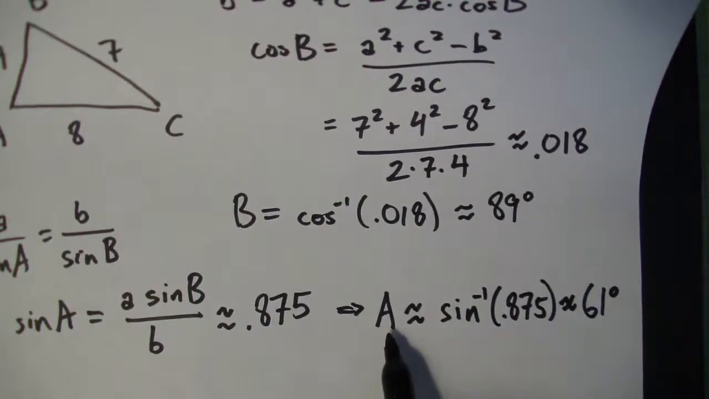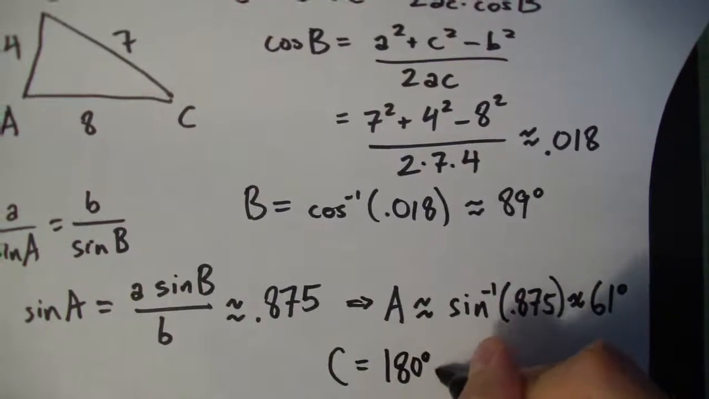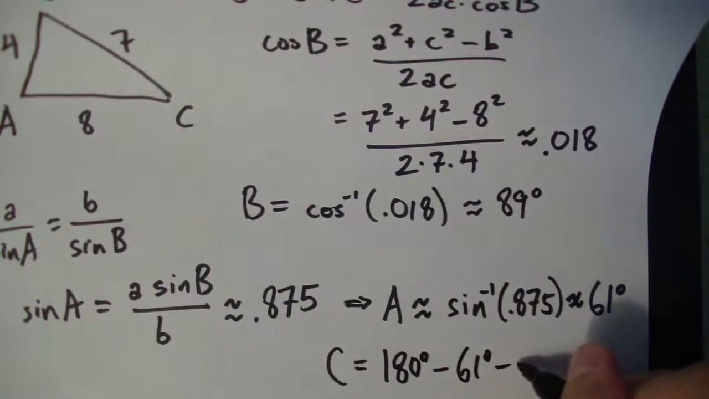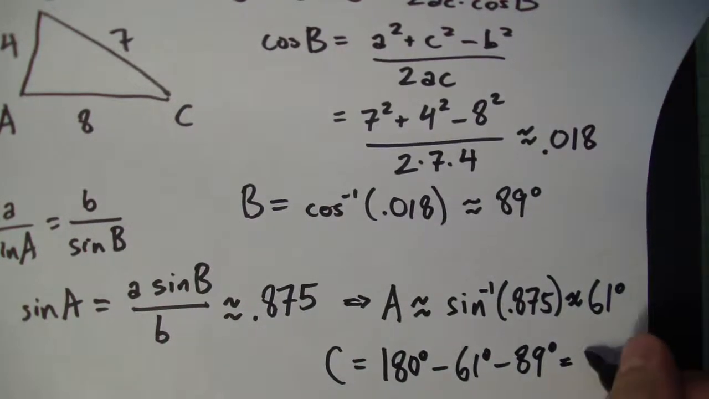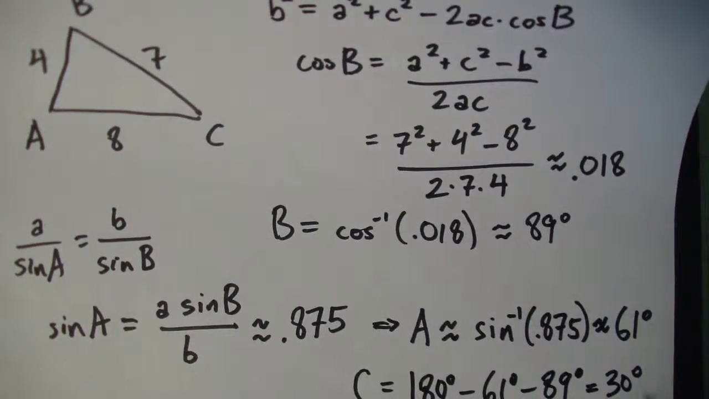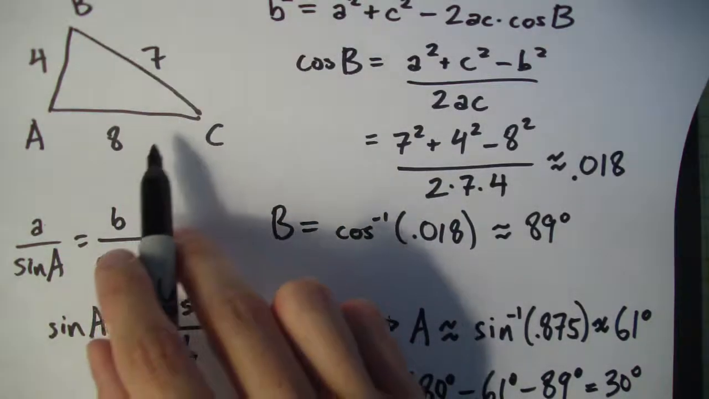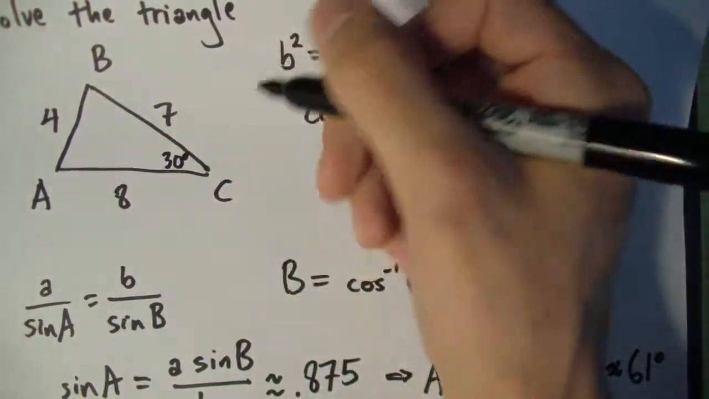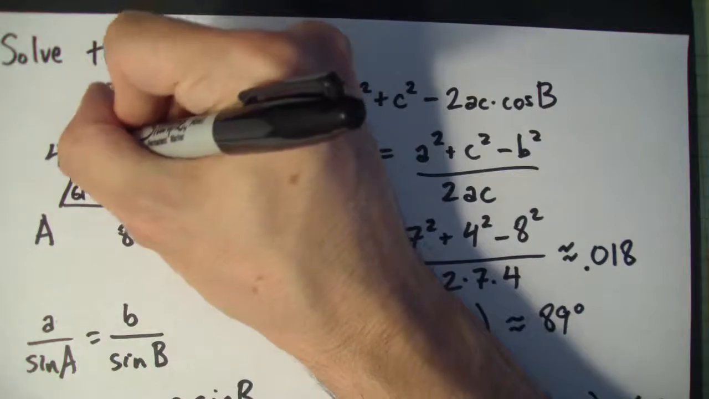Okay, so we found A, and then finally C is just going to be 180 degrees minus B minus A, so minus 61 degrees minus 89 degrees. And that comes out to be 30 degrees. So just as a quick comment, you might notice that this is almost a 30, 60, 90 triangle, and the sides are actually consistent with that. So C is 30 degrees, A is 61 degrees, and B is 89 degrees.